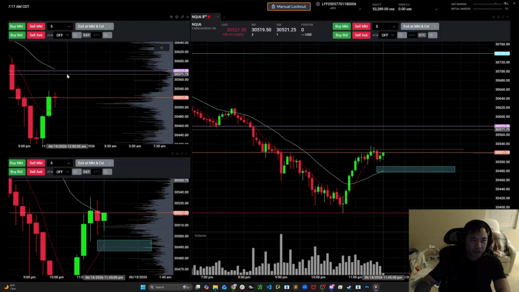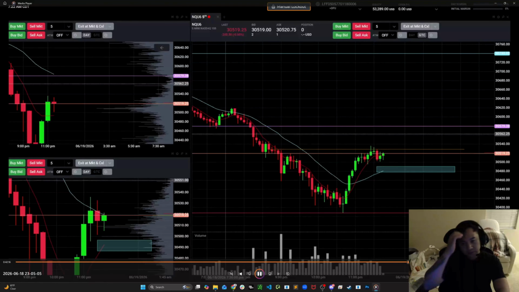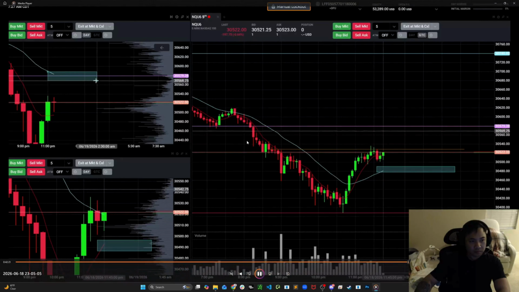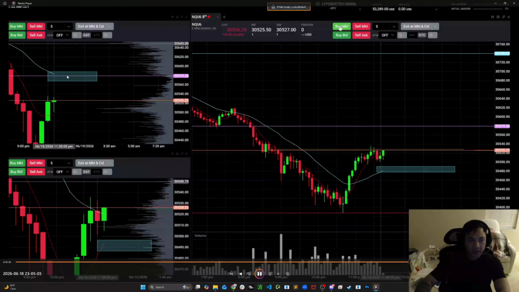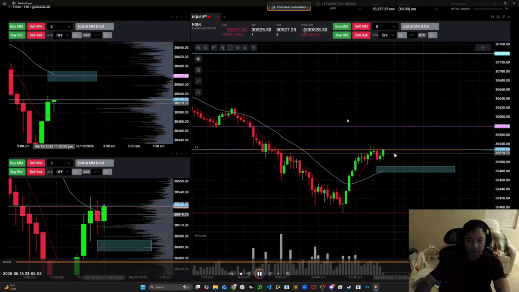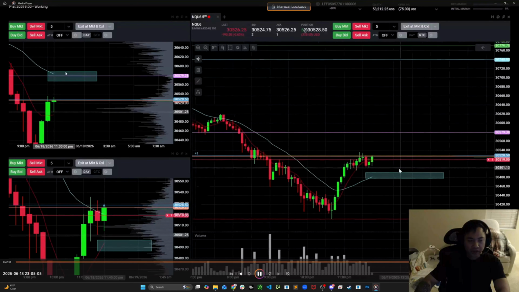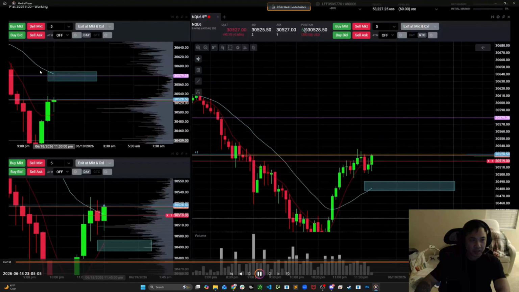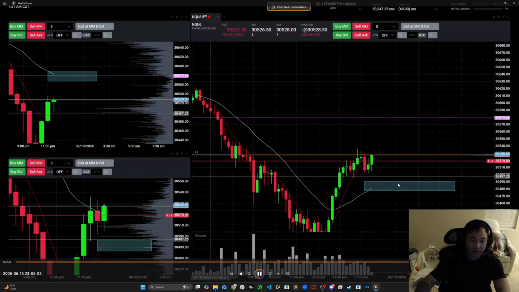And I should be entering soon. And that is the resistance that I drew for the 30 minute. Order filled. There we go. So this blue zone right here is the 30-minute time frame resistance. This blue line is the 30 moving average. So it has potential to run up here, which is why I got in because I see buyers coming in.